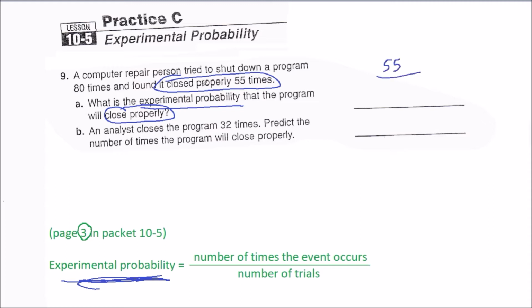Now, the number of trials, and remember, a trial is trying it out, performing an experiment. In this case, the experiment is shutting down the program. So we did that 80 times, so that would be our denominator. And as far as I'm concerned, you can leave your answer as that fraction. They do give it as a percent, and if you want, this is okay. This is great for a final answer as far as I'm concerned. But then you might wonder, was it likely to happen? Unlikely? As likely as not?